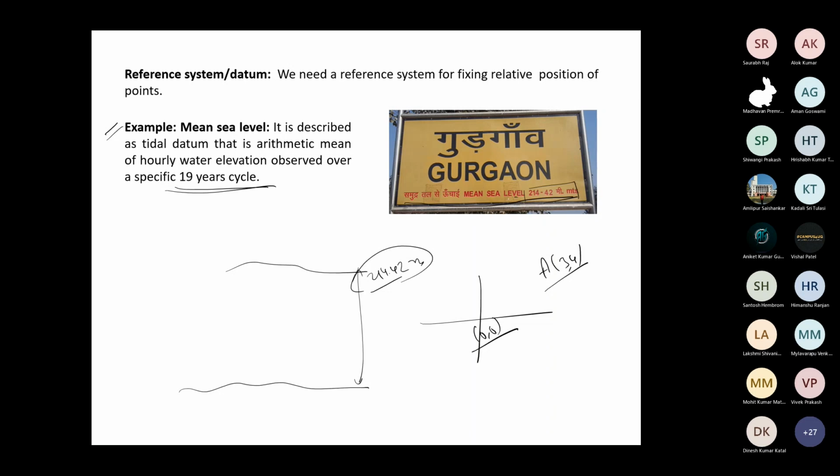Sir, how can we measure it? Measure what, mean sea level? What do you want to measure? Sea level is written there, no? A specific 19-year cycle. We should take the hourly tidal datum at the ocean level and measure it. Then we say this is the mean sea level.